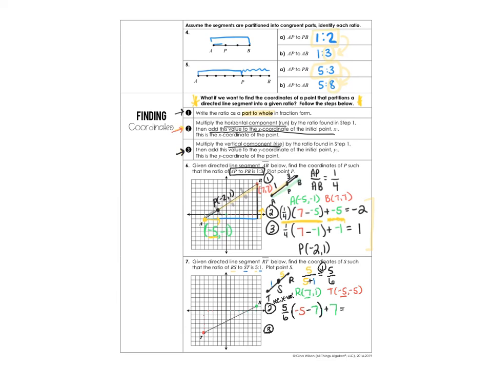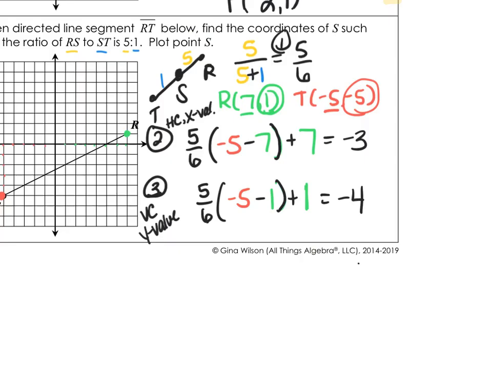And then step 3, I should say, is your vertical component, which is your Y value. So again, you're getting the same portion of it, 5/6, but this time we're going to go with our Y2 minus our Y1, but we have to then add that to what's already in our pocket, which is our Y1 value. Type it in your calculator. You should be able to get the answers without much trouble. You should be able to get -3 and -4. So that tells us that the point S is going to be at -3, -4.